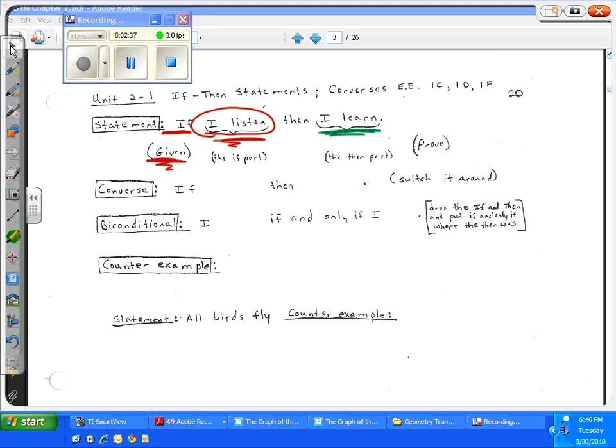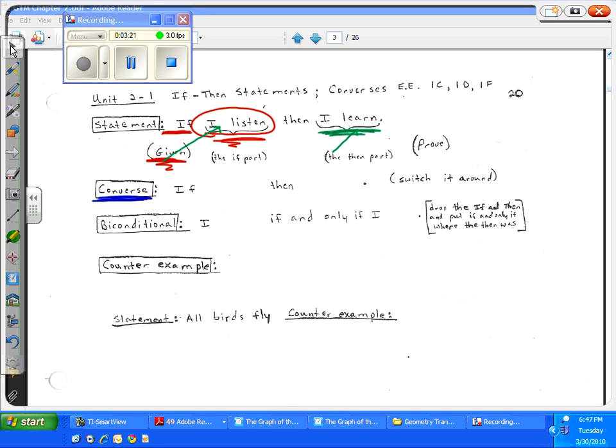So the if part is called the given. The then part is what we're trying to prove, or the conclusion that we're trying to reach. And so given that I listen, the conclusion would be that I learn. If this is true, then that is true. The converse is when you switch the if and the then. When you switch the given and what you're trying to prove.